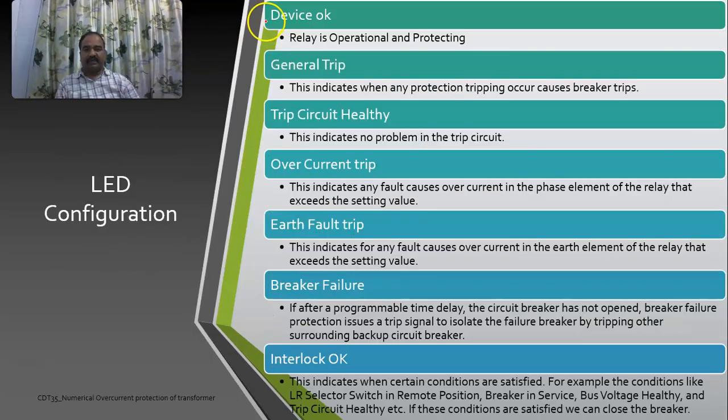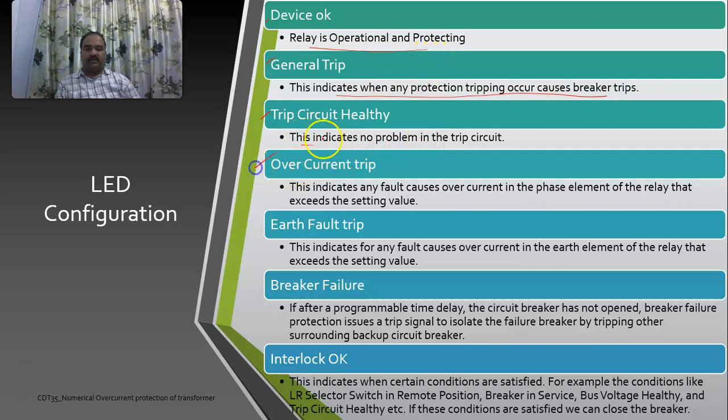The first thing is device OK LED, which means that if the light is lit, the relay is operational in protecting the circuit safely. The second one was general trip. If it is lit, then it indicates that when any protection tripping occurs, it causes breaker trips. And the third one is trip circuit healthy. It indicates there is no problem in the trip circuits.